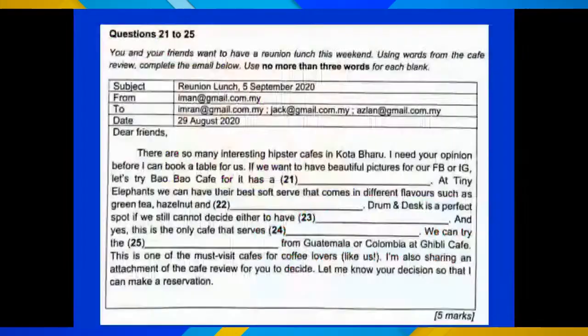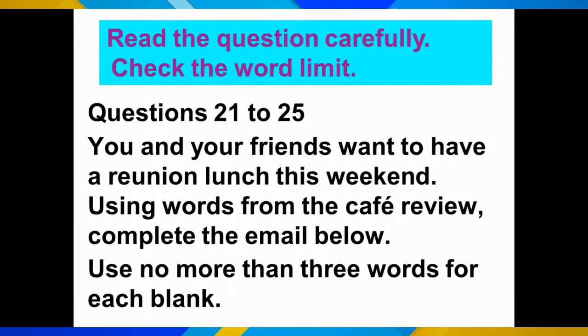Alright, okay, next. Now, this is the question layout, Part 2. Now, what do you need to do? Second step, remember, the tip is to read the question. So now let us read the question. Question number 21 to 25. You and your friends want to have a reunion lunch this weekend. Using words from the cafe review, complete the email below. Use no more than 3 words for each blank.